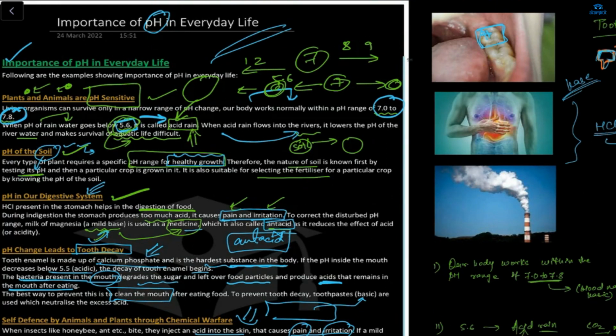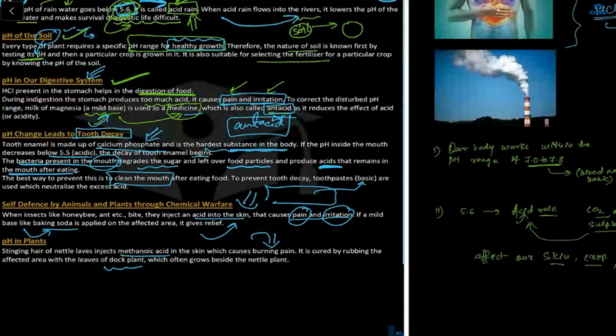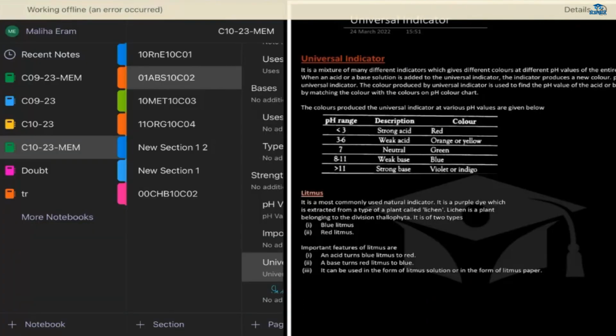Yes. So what will happen during indigestion? The stomach will produce too much acid, isn't it? If the stomach produces too much acid, we have to correct the pH value of our stomach. So we have to take a mild base, which is also used as a medicine, or we can take ENO. So these are known as antacids. Okay? For teeth also, tooth decay, so the paste which we use is made up of base. Yes. Universal indicator we discussed.